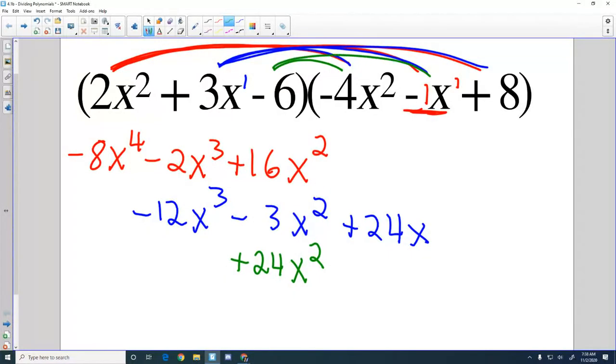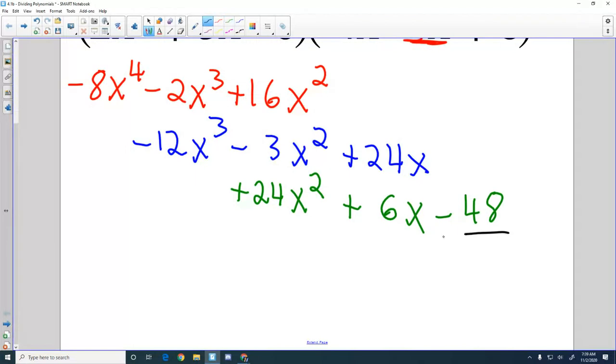The -6 times -x is just positive 6x. And notice as I'm writing this, those x's are lined up as well. Last, I've got a -6 times 8, which is just a -48. And we're done with our multiplication, right? I've distributed every term in that first polynomial to every term in the second polynomial. And I've got them all lined up.